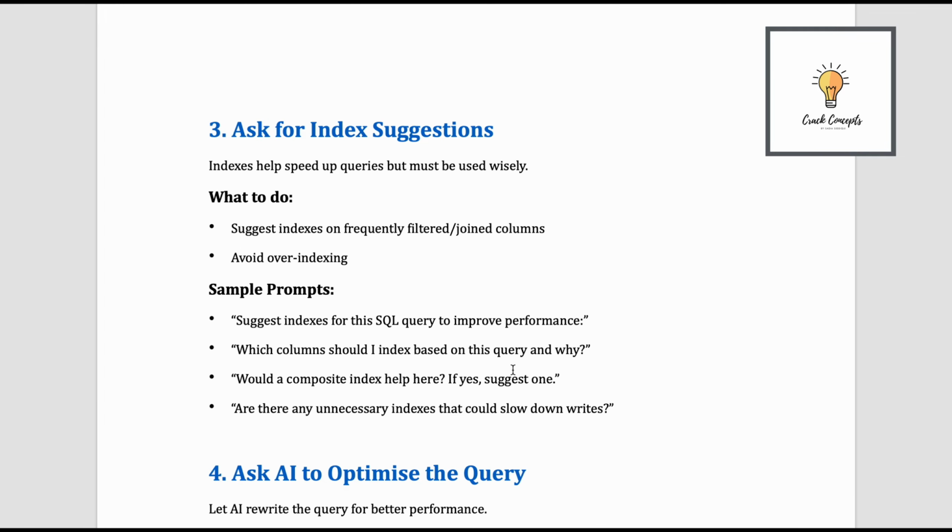Number three, ask for index suggestions. We all know that indexing is the key to having optimized SQL queries. Indexes help speed up queries but must be used wisely. So we can ask AI to help suggest indexes or composite indexes or anything of that sort. What to do? Suggest indexes on frequently filtered or joined columns, which you can ask AI. Avoid over indexing.